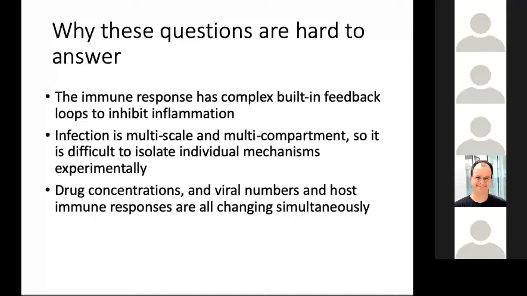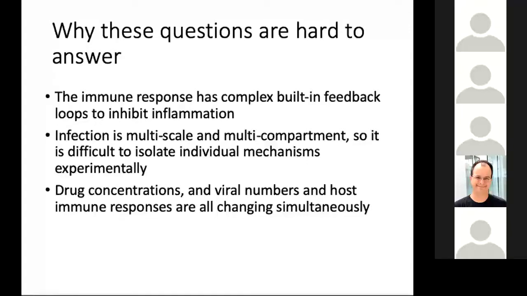And then finally, related to the multi-scale nature, all of these things are changing simultaneously. So the drug concentrations and the viral numbers, they're all changing simultaneously and they're interacting with each other. And it's really difficult to pull those things apart and untangle them in experimental data. And so for all of these reasons, the computational models are helpful.